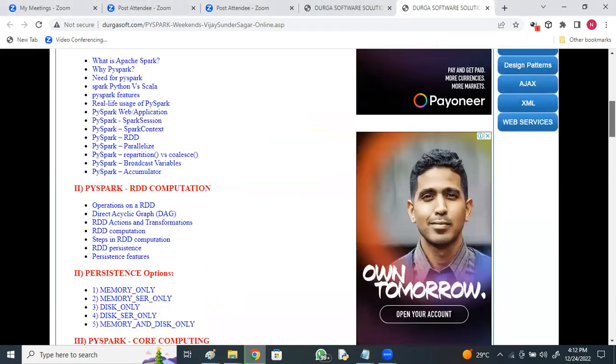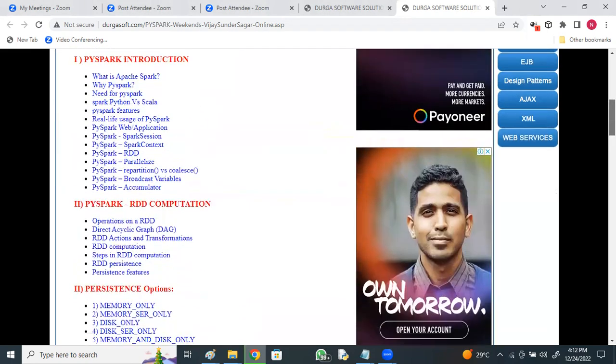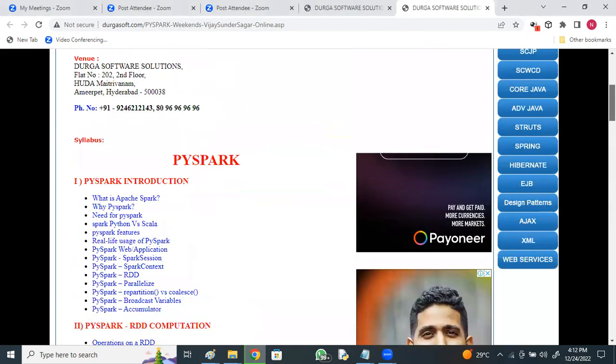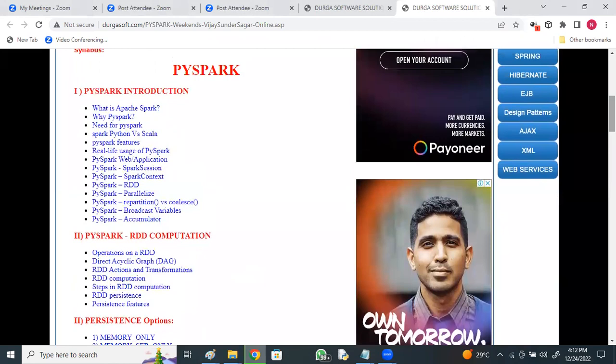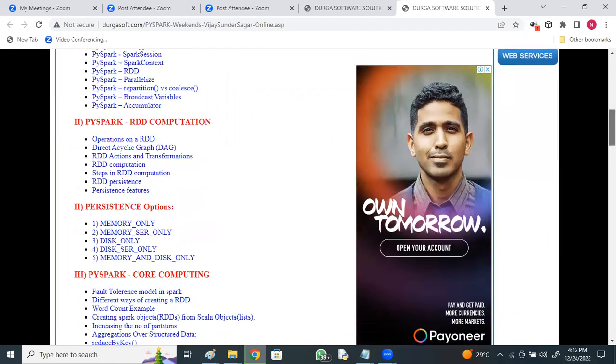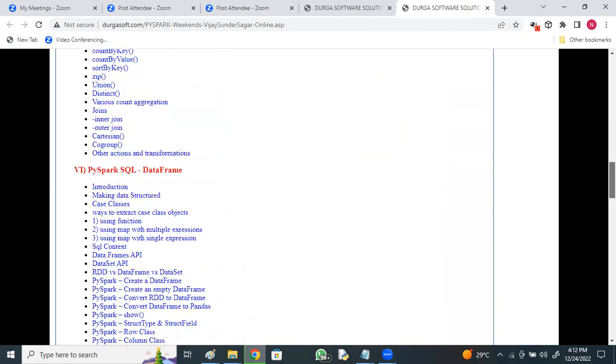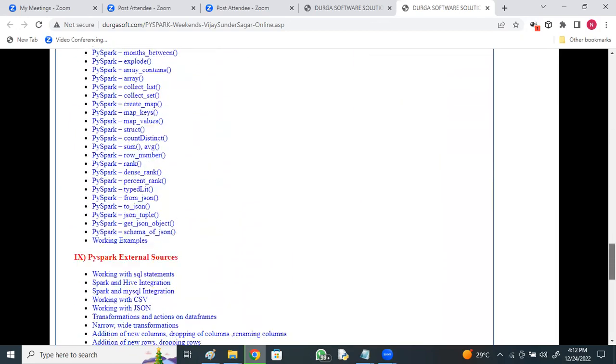Okay, fine. So this is in brief what we'll be discussing; in depth, there are a lot of topics I am going to cover, right? You can compare the syllabus with any other PySpark training and see how deep we will be going, with each and every functionality of Python: PySpark core and PySpark SQL concepts, making data structured, working with different types of data, and integrations, right?